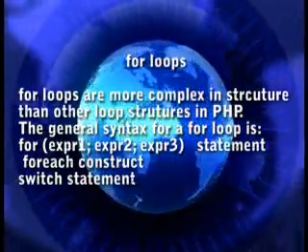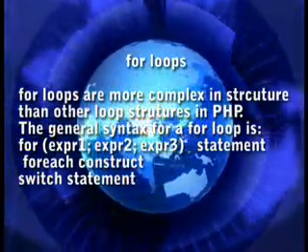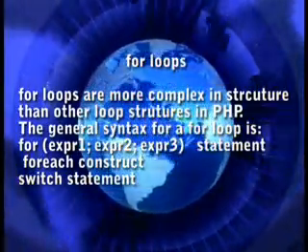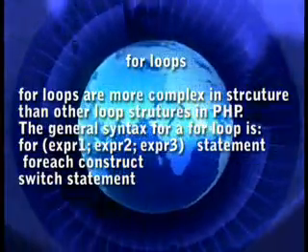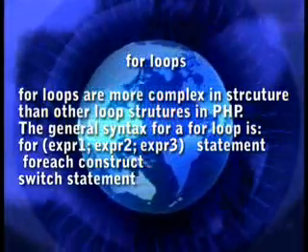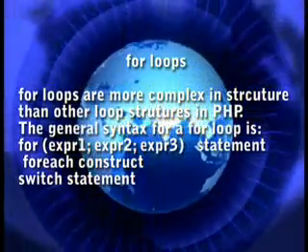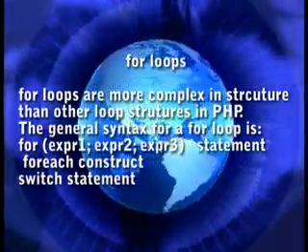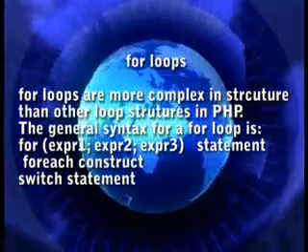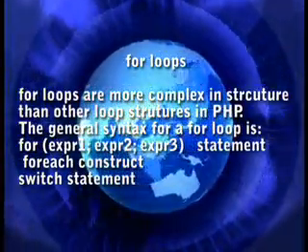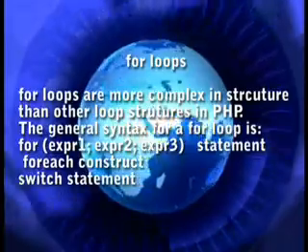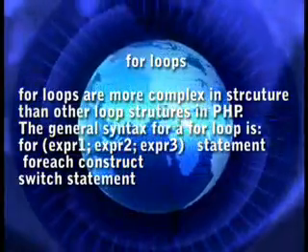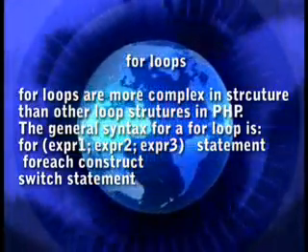For loops are more complex in structure than other loop structures in PHP. Here, the first expression, expr1, is executed without any condition at the very beginning of the loop. Then at the beginning of each iteration, the second expression, expr2, is evaluated, and if found to be true, the nested statements are executed. This is one iteration cycle. If expr2 is evaluated to be false, the execution of the loop ends there. And at the end of each iteration, the third expression, expr3, is executed.